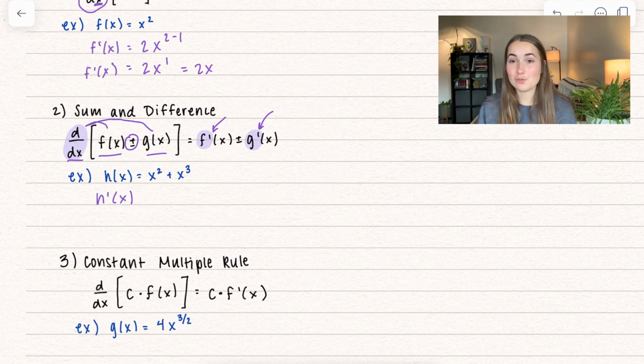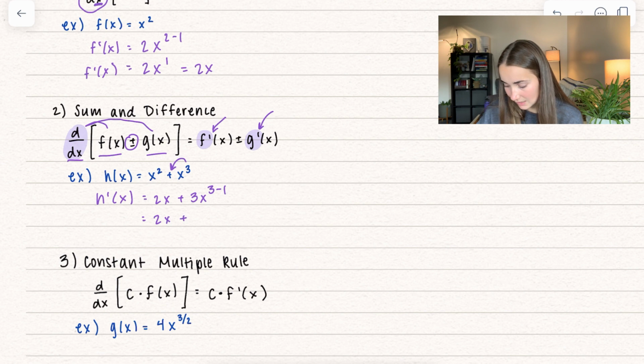If I want to find h prime of x, what I want to do is take the derivative of each one individually across the plus and the minus. So I'm going to take the derivative of x squared, which we already found to be 2x. Now let's take the derivative of x cubed. With the power rule, that exponent comes down, so I get 3x, and I subtract 1 from the original exponent. I'm going to rewrite this as 2x plus 3 times x squared. And so that is our derivative, and that's how we can use sum and difference.